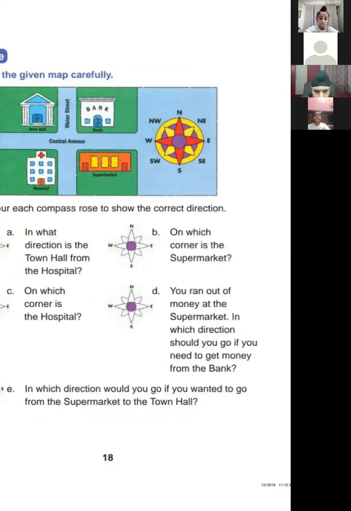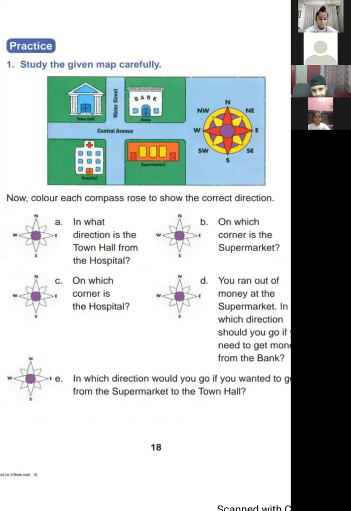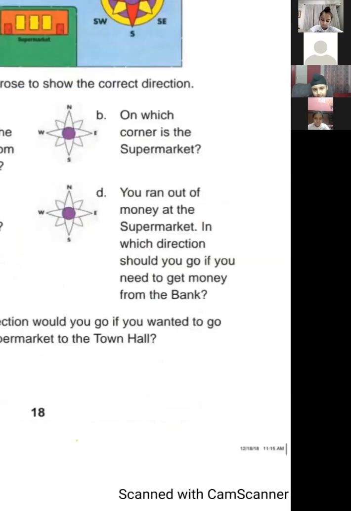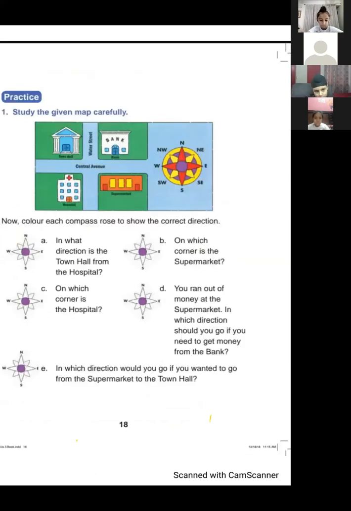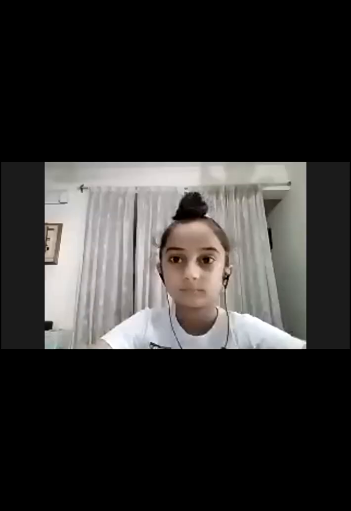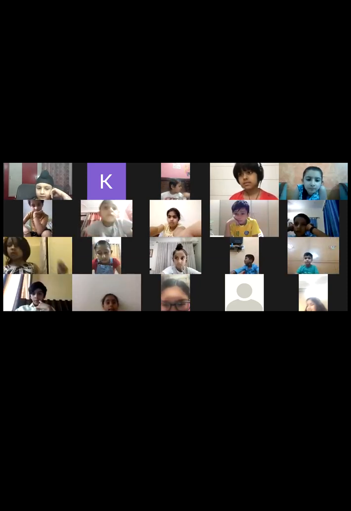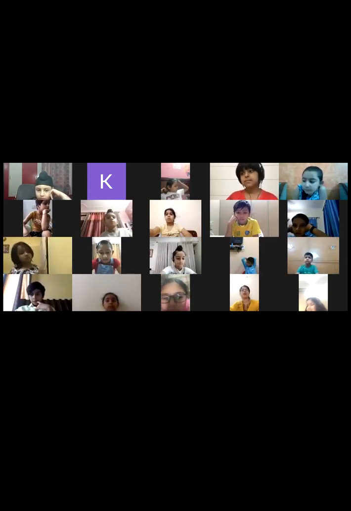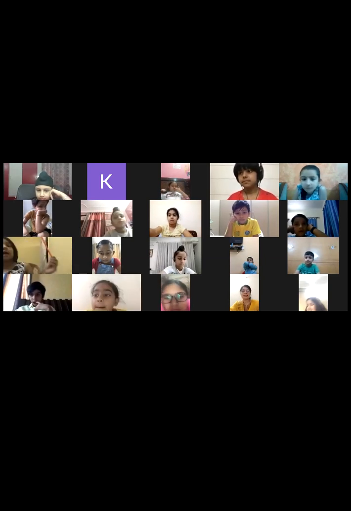The E one is, in which direction would you go if you wanted to go from supermarket to town hall? Northwest. Northwest. Very nice. Northwest. Okay. Yeah. That was really encouraging, children. You could do this practice exercise with ease.